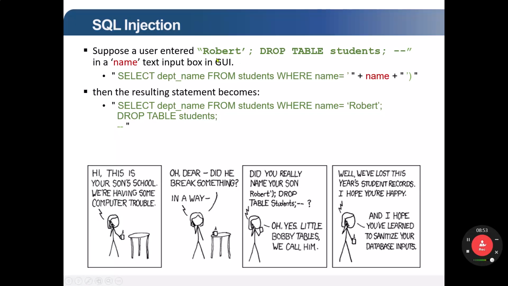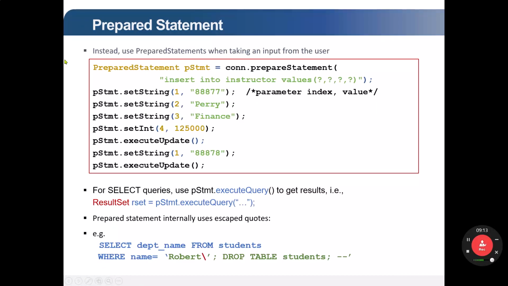So when the user types this string in their web browser, and if the DBMS executes these two statements, then the whole student table will be deleted from your database. This problem is called SQL injection. And there is a way of avoiding this problem.